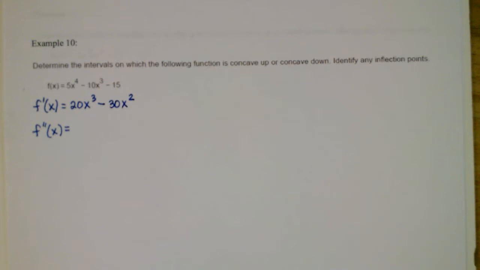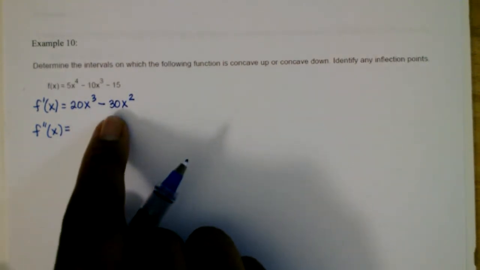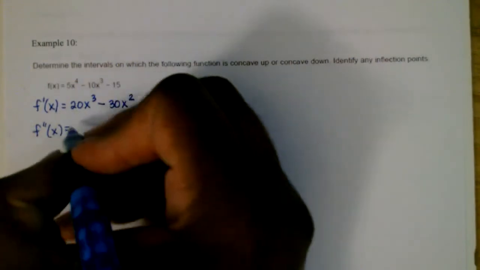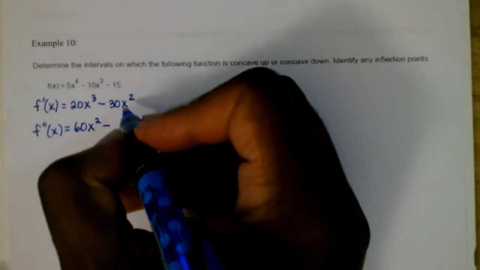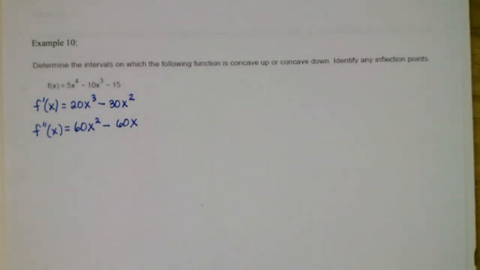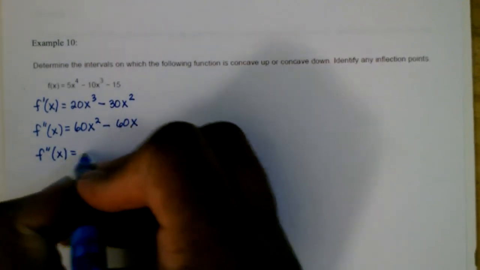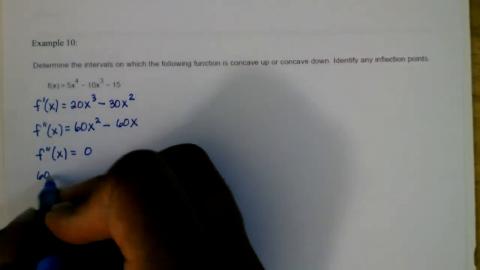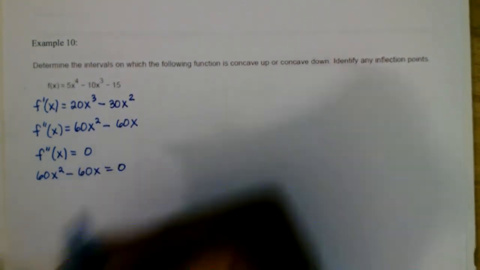That's the first derivative. Now for the second derivative, I take the derivative of the first derivative. So 20x cubed, its derivative will be 60x squared, minus, for 30x squared, its derivative will just be 60x. So f double prime of x will be 60x squared minus 60x. And then we go ahead and set f double prime of x equal to 0. So that means this will be 60x squared minus 60x equal to 0.